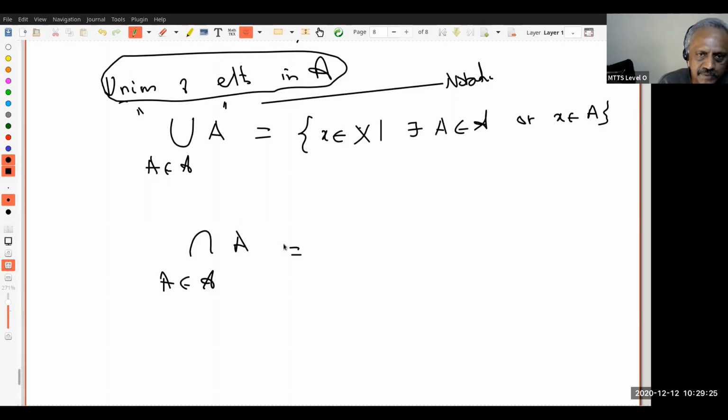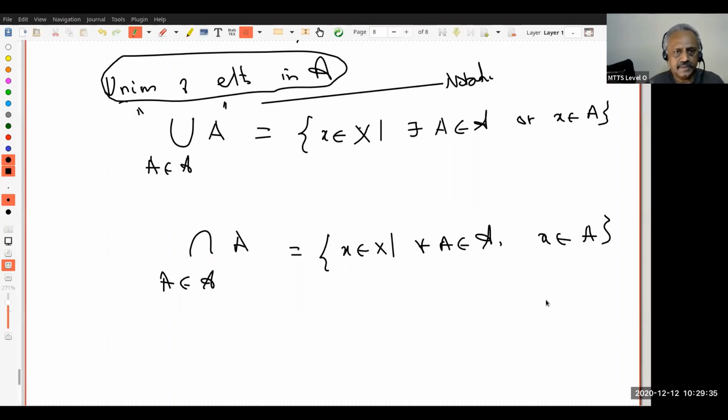The only thing is it may not be indexed. That's why I have to say x belongs to X so that for every subset A in script A, x must be an element of A. Because you will see in topology and analysis, you will have to work with this kind of thing, which is not necessarily an indexed family. But still we can talk about it.